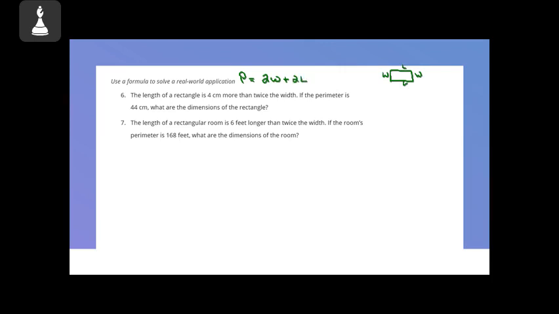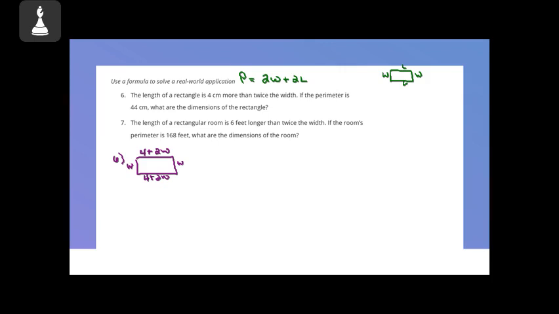Let's look at number 6. The length of the rectangle is 4 more than twice the width. So if I'm thinking about that, the length, this piece here, is 4 more than, or 4 plus twice the width, so 2w. Okay, that means this side is 4 plus 2w. That means this side is w and that side is w. We have our rectangle. We can find our perimeter.